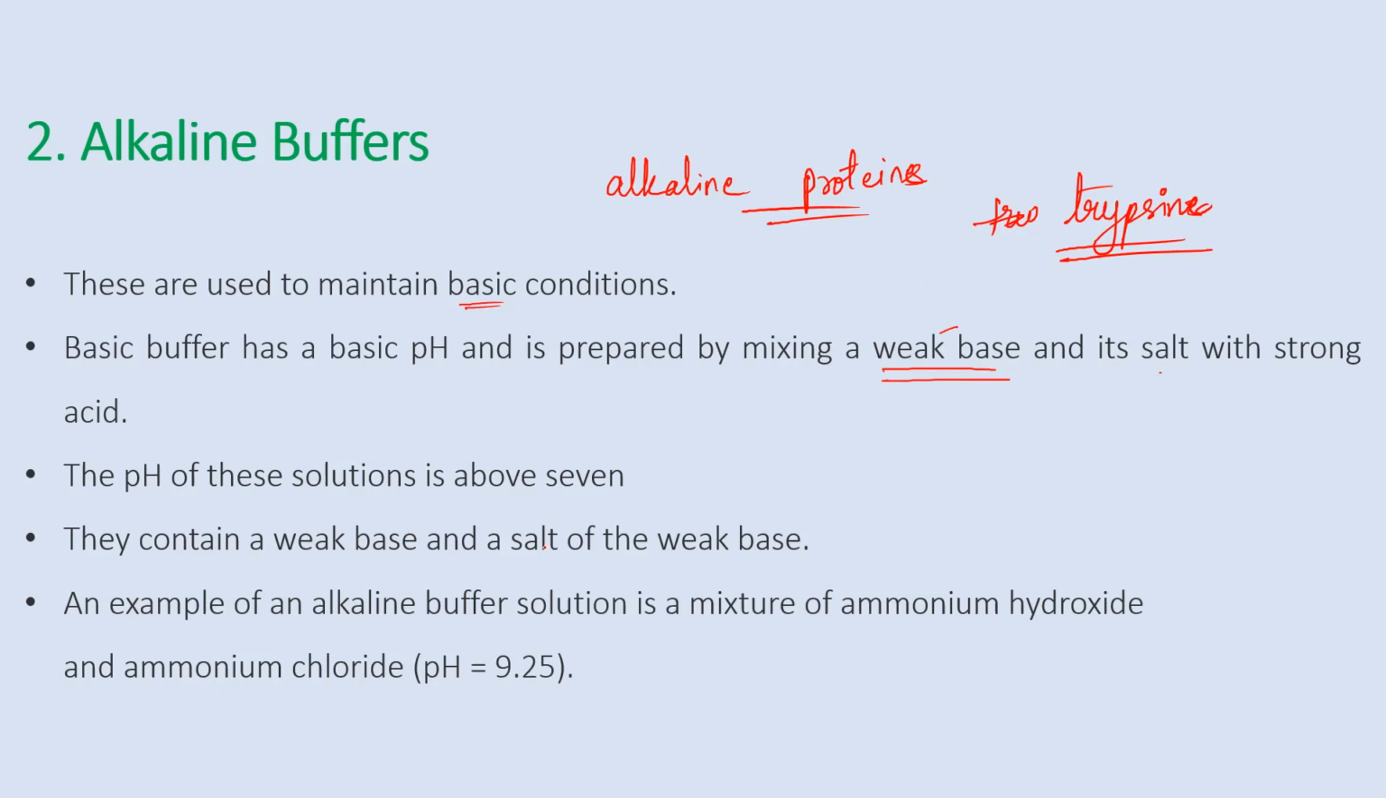Okay, the pH of these solutions is above 7. So when you're talking about alkaline pH, it is above 7. They contain a weak base and a salt of the weak base. For example, an alkaline buffer solution is a mixture of ammonium hydroxide and ammonium chloride. So see, ammonium hydroxide and ammonium chloride. This is a weak base.